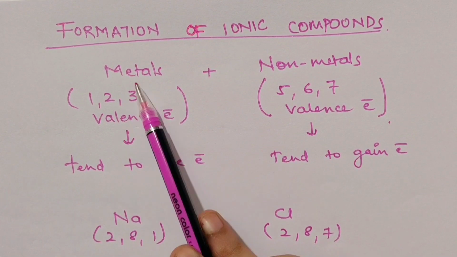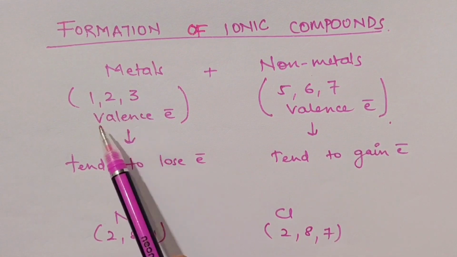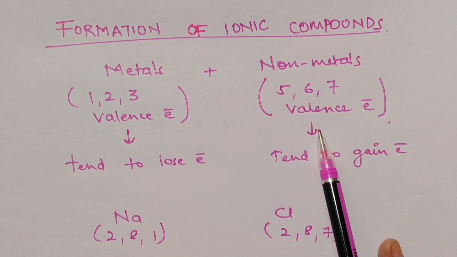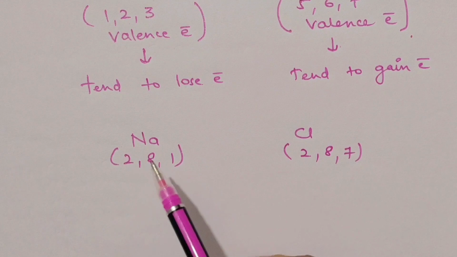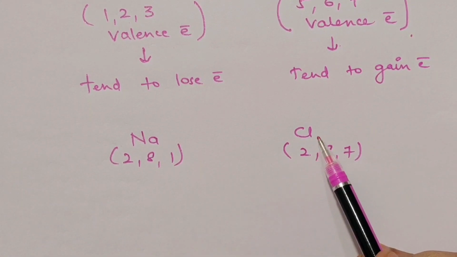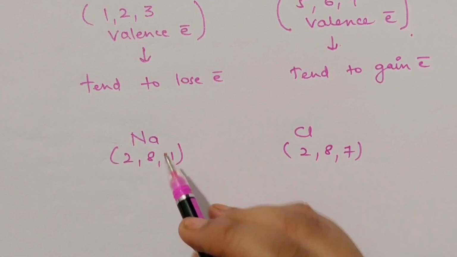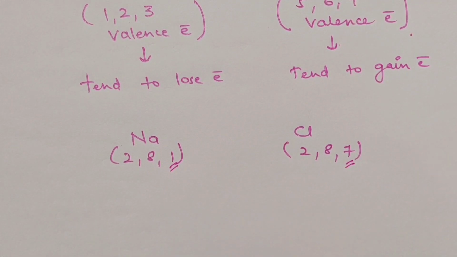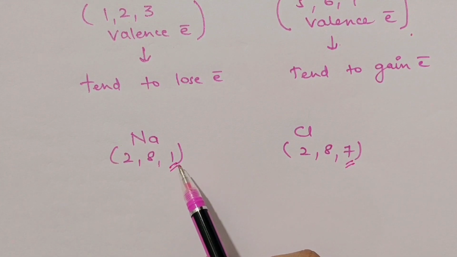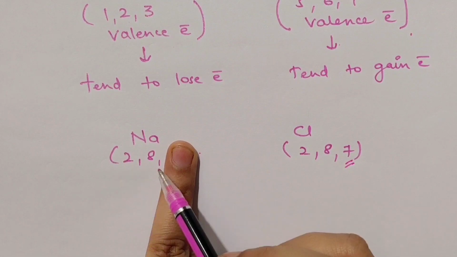Now we will see how metals react with non-metals. Metals, as we know, are the ones which have 1, 2, or 3 valence electrons in their outermost shell. Non-metals are the ones which have 5, 6, or 7 valence electrons in the outermost shell. Let's take examples. Sodium, atomic number 11, has the electronic configuration 2, 8, 1. Similarly, chlorine, atomic number 17, has the electronic configuration 2, 8, 7.